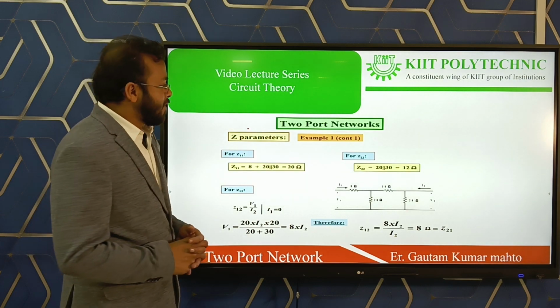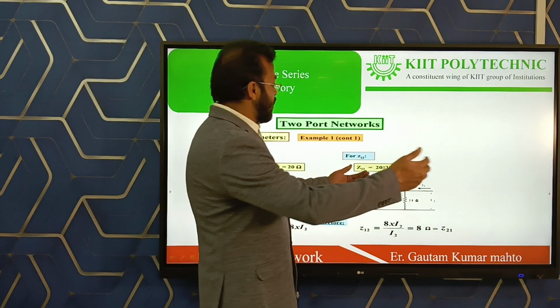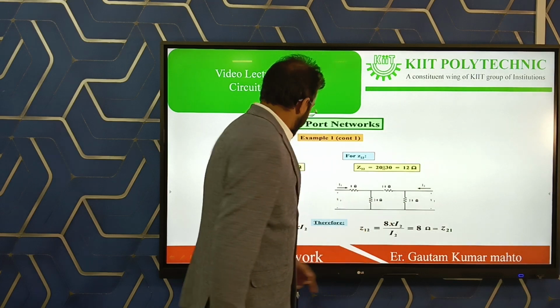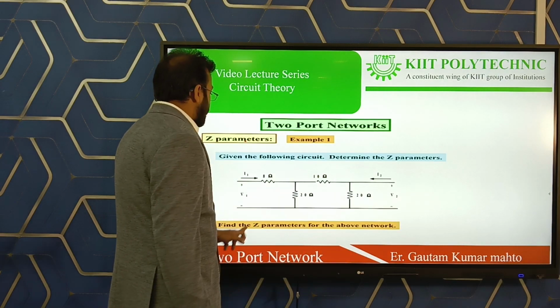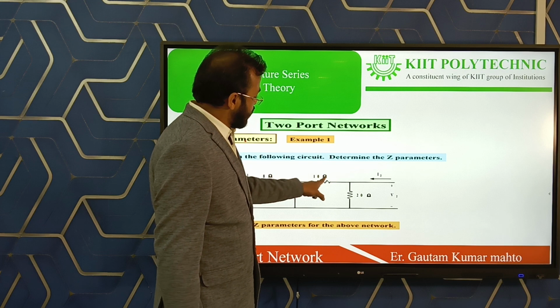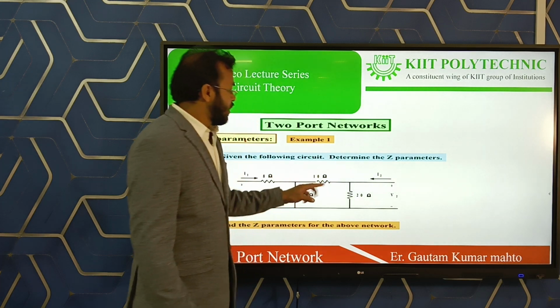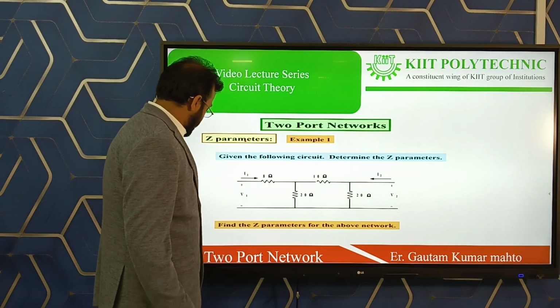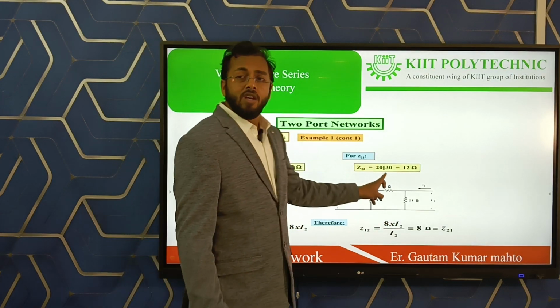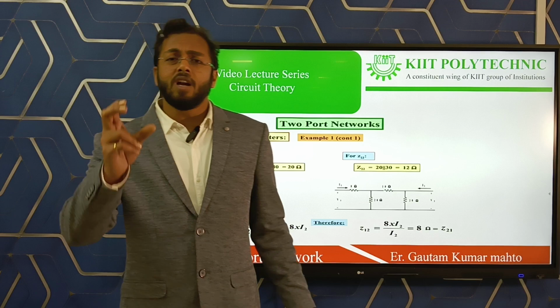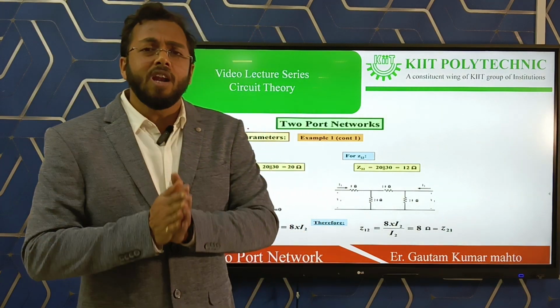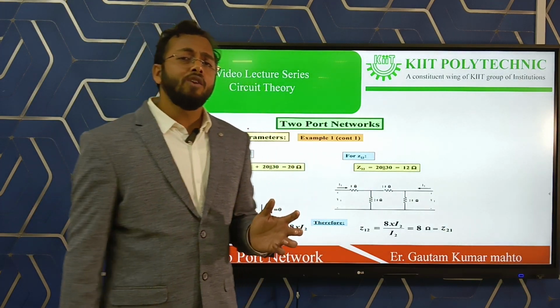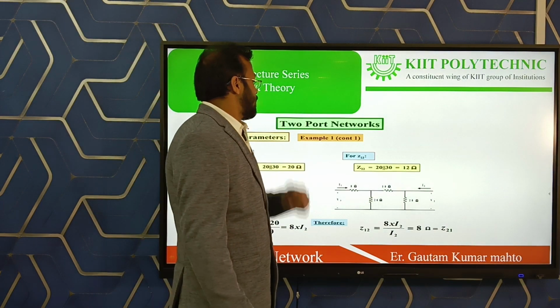Similarly, when you look from the second side for Z22, when I1 is 0, this part is 0, these two, 10 and 20, are in series, and then 30 is in parallel with the 20. We can calculate the equivalent resistance of 20 and 30 connected in parallel. That is equal to 20 into 30 by 20 plus 30, which is equal to 12 ohm.